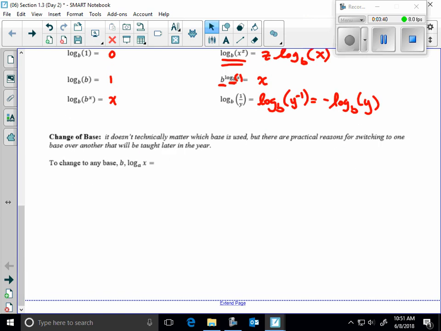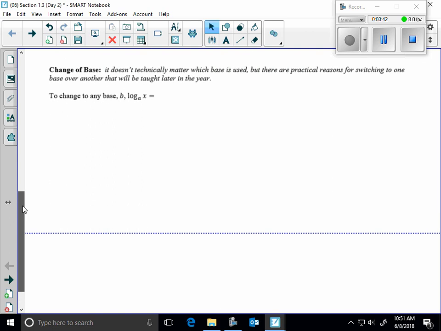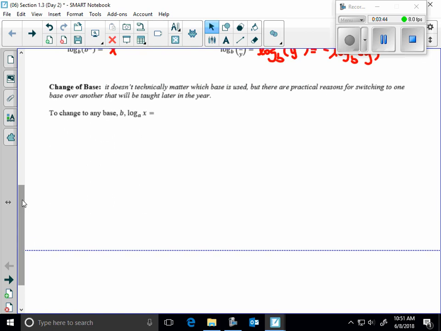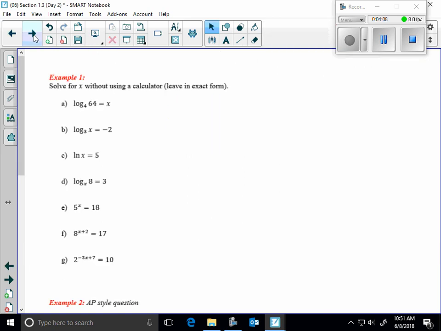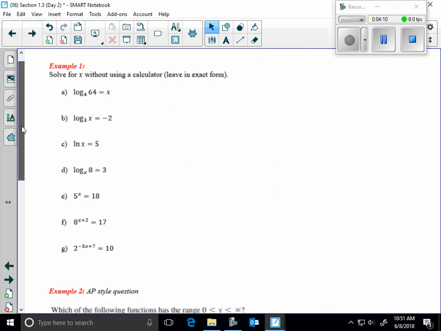Change of base formula. I'm not going to do the proof, but the change of base formula can be important. If I want to write this logarithm in base b form, I can write it as the division of two logs, both base b. And those arguments come out to be the original log's argument over the original log's base. Just a shortcut to be aware of. All right, let's continue. Let's do a little bit of solving.